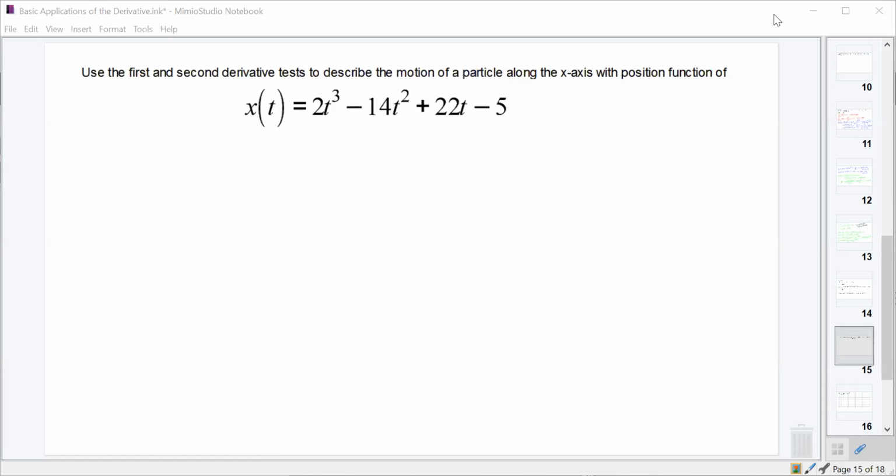All right, Darius says you guys can try it on your own. So take a couple minutes, see if you can figure out when this particle is moving to the right, moving to the left, when it's accelerating, all that fun stuff. I'll give you a couple of minutes for that. Ready, go.